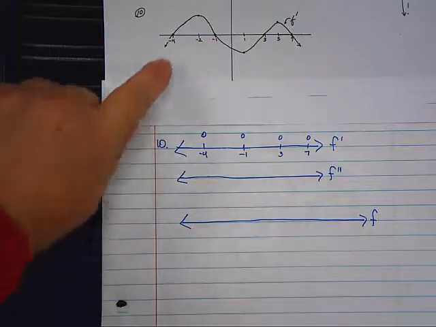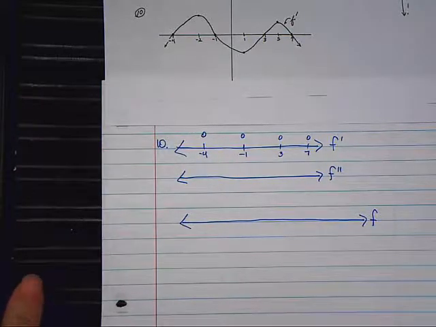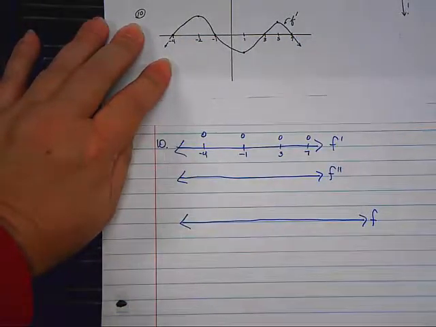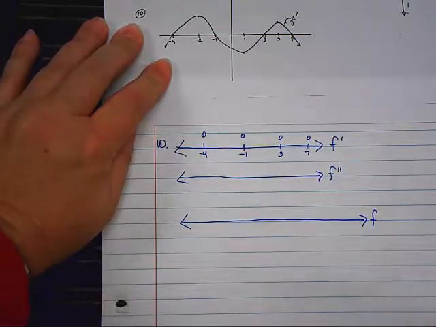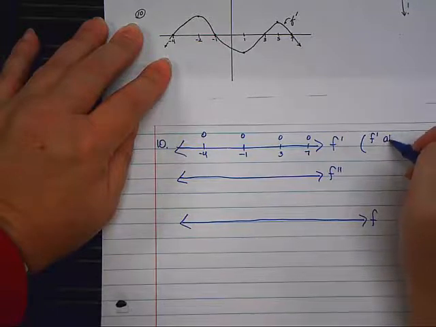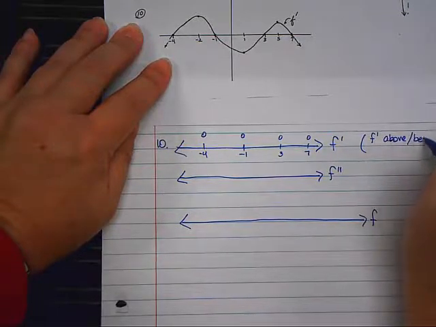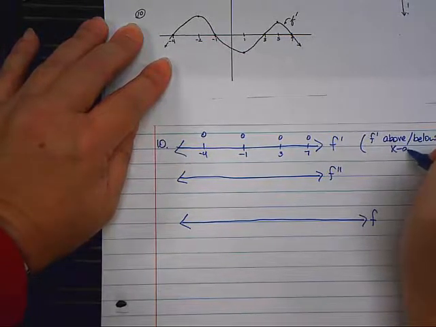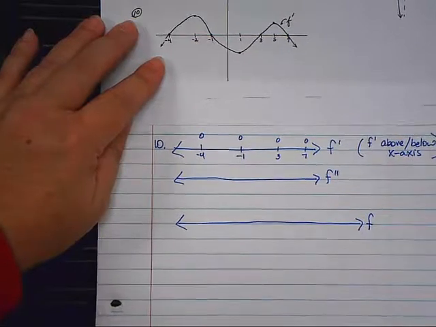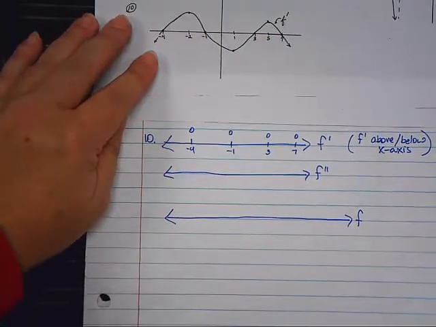How do you tell if a graph is positive or negative? Above the what? X-axis. So this graph is positive when it's above the x-axis and negative when it's below the x-axis. So I want you to write f prime above or below the x-axis determines where you put the pluses or minus signs. F prime above or below the x-axis.